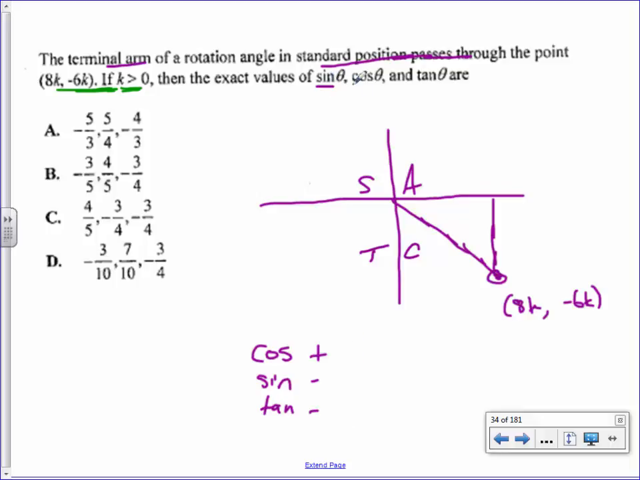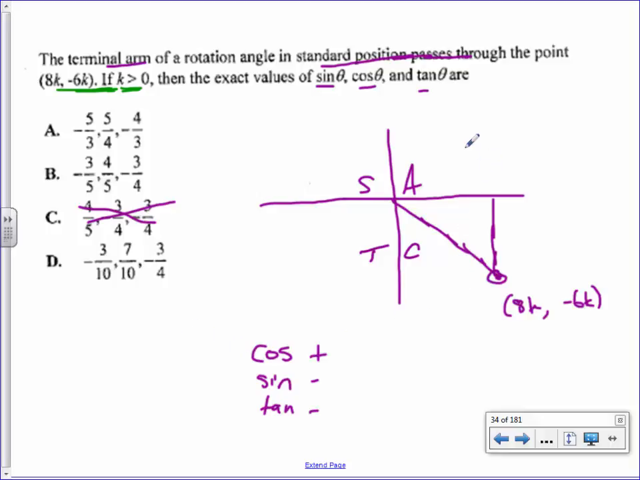Because here it says, what are the values of sine, cosine, and tan? So as I look through here, they want sine to be negative, that could work. Here they want cosine to be positive, that could work. And tan negative, that could work. Here's another negative, positive, negative one. I'm going to rule this one out though, because that one doesn't go negative, positive, negative. It has the wrong order to it. So that helps narrow it down a little bit.